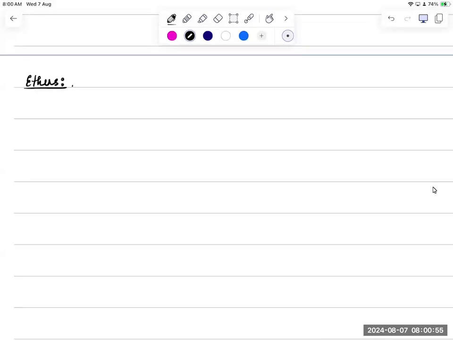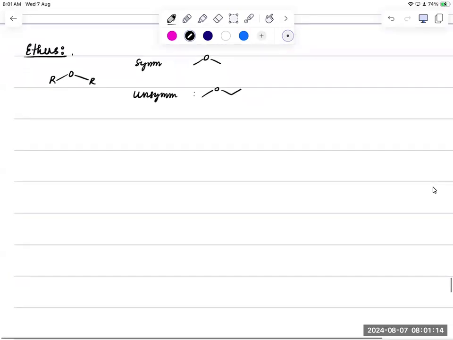In ethers, we need to first understand the types of ethers. First, we might have symmetrical ethers and unsymmetrical ethers. If you have this, it is a symmetrical ether, and if the alkyl groups are different, then it is an unsymmetrical ether. Okay.